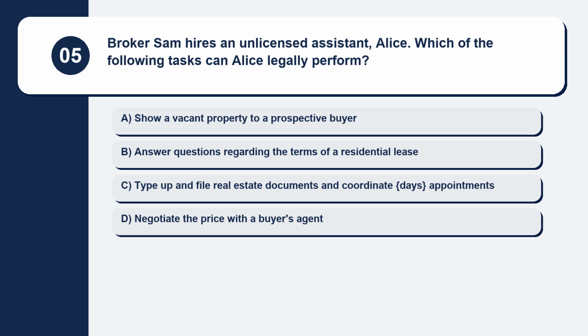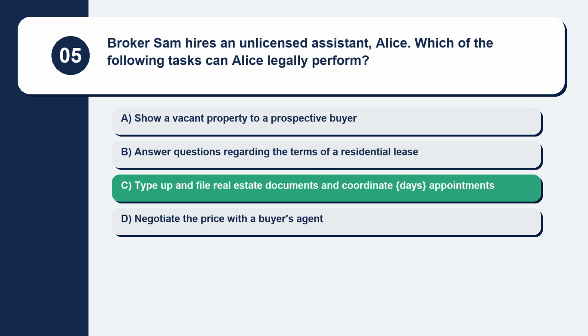Question 5. Broker Sam hires an unlicensed assistant, Alice. Which of the following tasks can Alice legally perform? Here are your options. Option A, show a vacant property to a prospective buyer. Option B, answer questions regarding the terms of a residential lease. Option C, type up and file real estate documents and coordinate days appointments. Option D, negotiate the price with a buyer's agent. The correct answer is option C, type up and file real estate documents and coordinate days appointments.